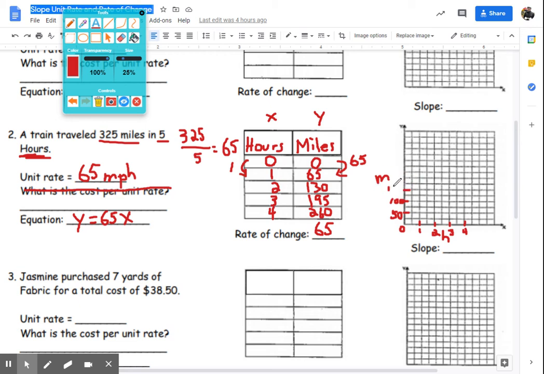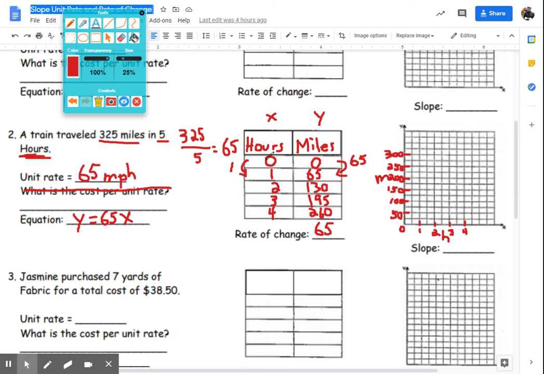125, this would be 150. 175, this would be 200. 225, this would be 250. 275, and then this one would be 300. And then I will go ahead and stop there since my largest y value on my table is 260.